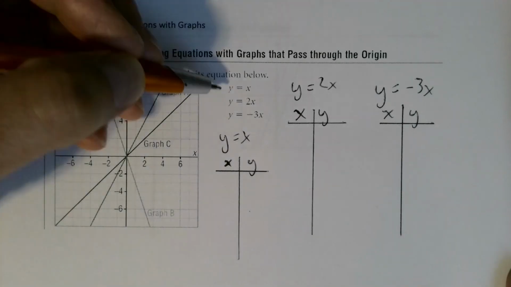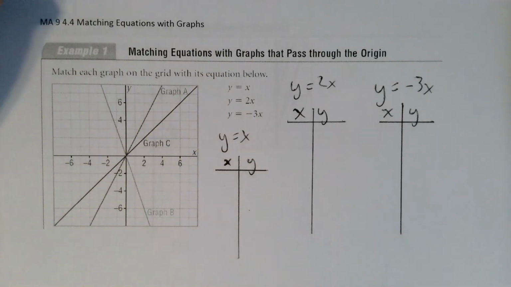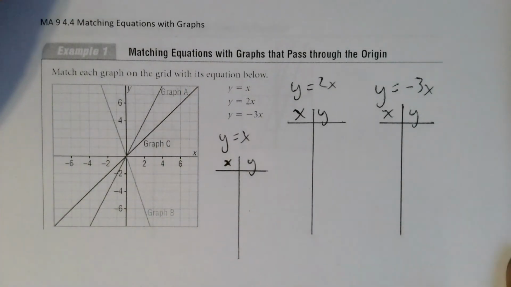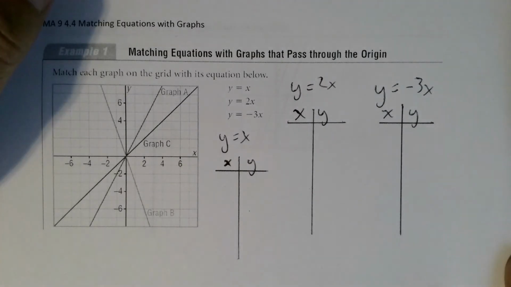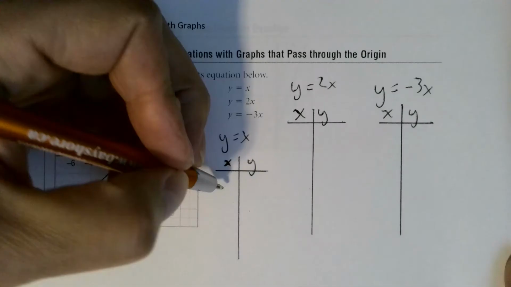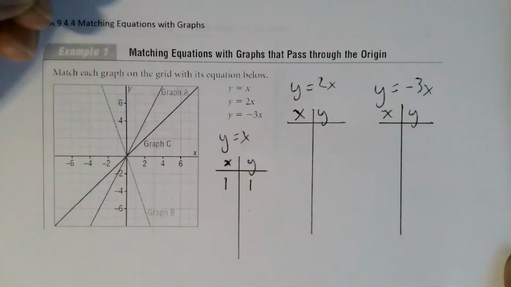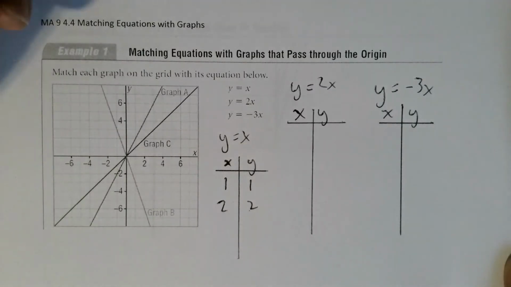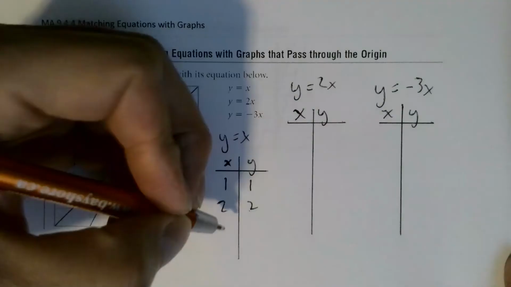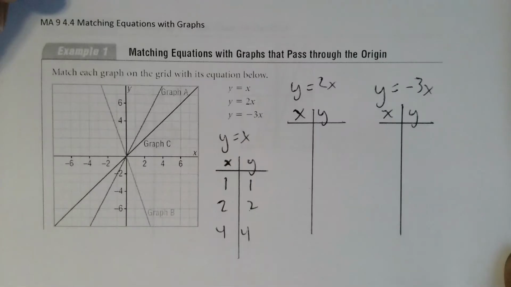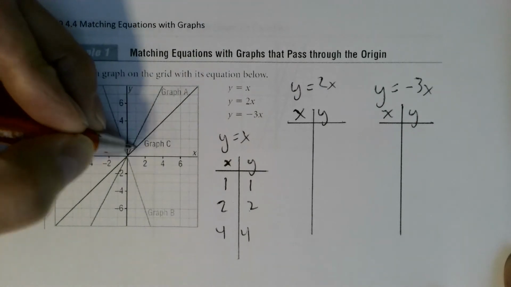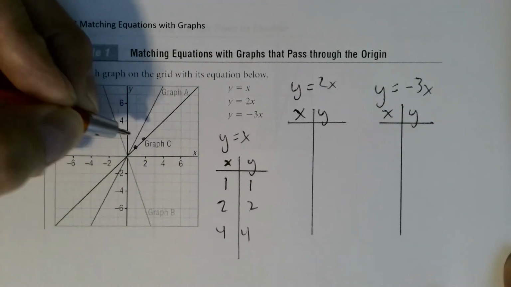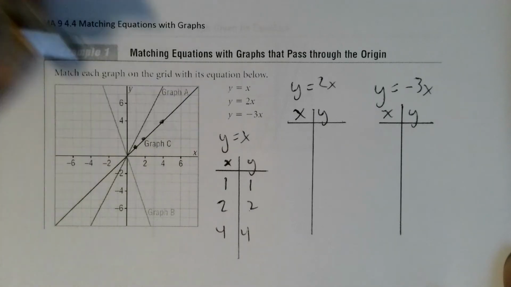We've got the equation y equals x. Pretty easy equation. We just need x and y to be the same number to make that true. So start out with a nice easy one, 1, 1. How about 2, 2? And then we don't want a pattern, so let's go 4, 4. Okay, so let's put those on the graph. We've got 1, 1, 2, 2, 4, 4.